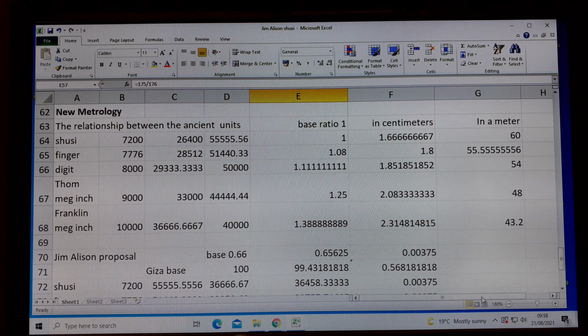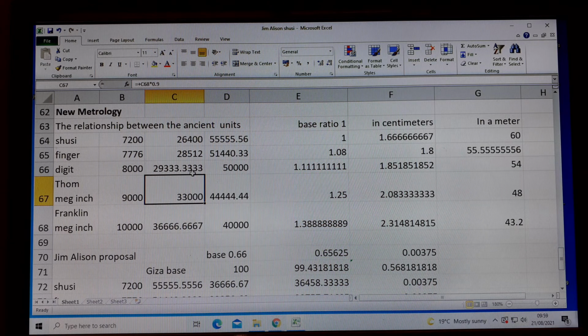And we can put in the base 100 Giza base here and scale down this base against these numbers, and it scales down to the Thom megalithic inch gives a Giza base of 33,000 units, and we know that the megalithic yard, when this is the Giza base, is 33 inches.